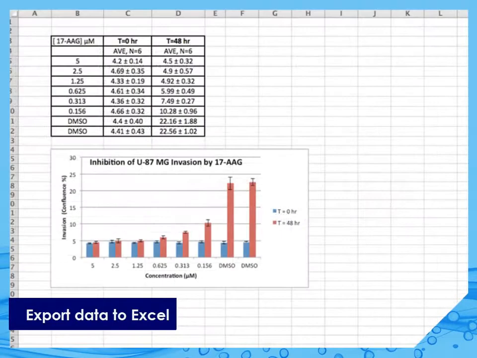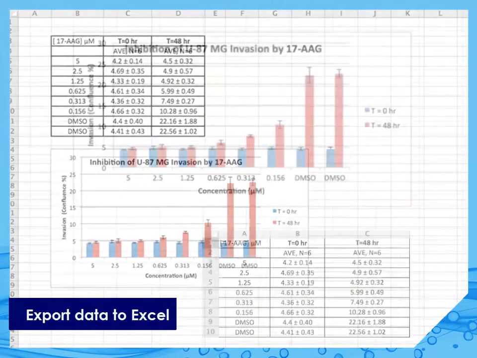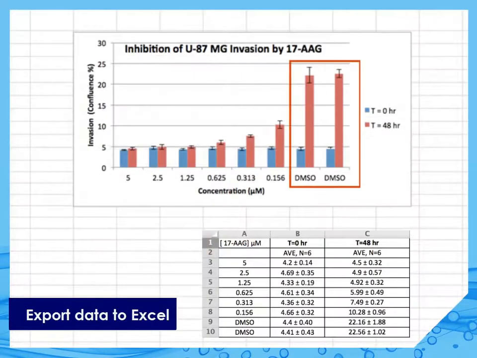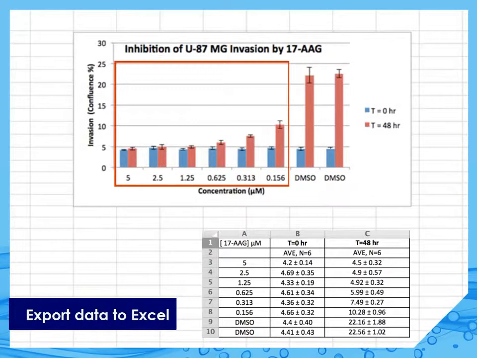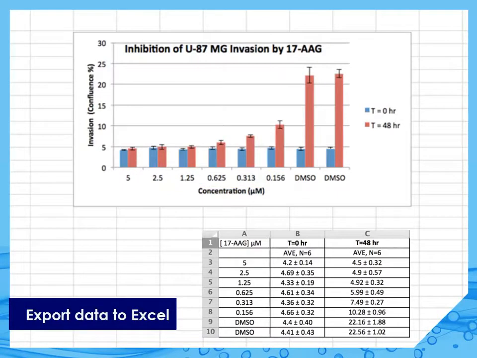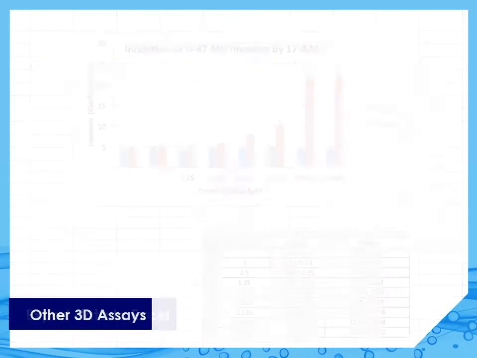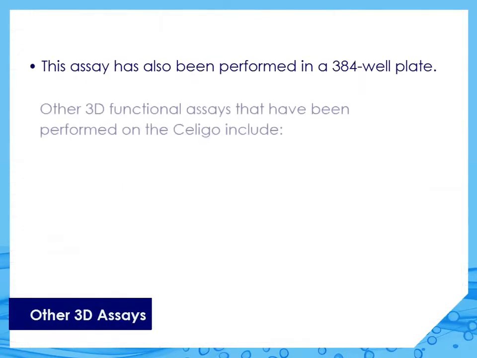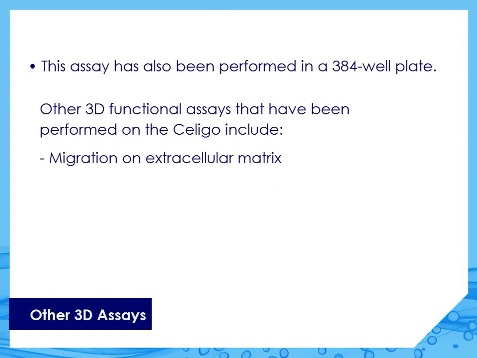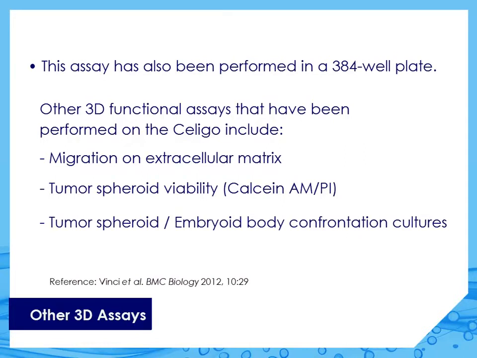Graphs and tables can be easily created to reflect the data gathered from the experiment. When we compare the area covered by the control spheroid or by the drug-treated spheroid, we observe that the invasion of U87Mg cells is inhibited by 17-AAG in a dose-dependent manner. Other 3D functional assays that have been performed on the Celigo include migration on extracellular matrix, tumor spheroid viability, and tumor spheroid embryo body confrontation cultures.